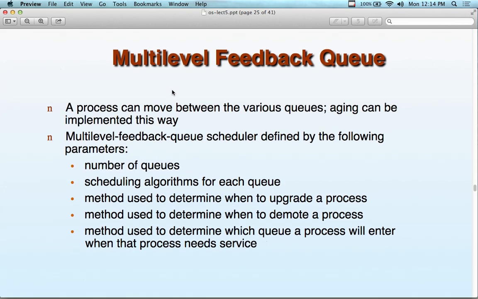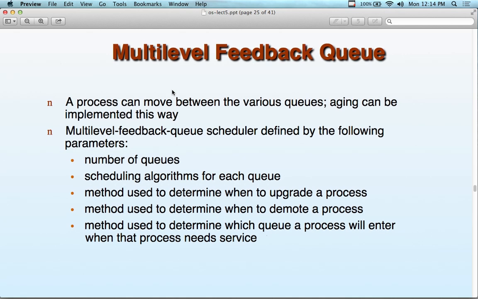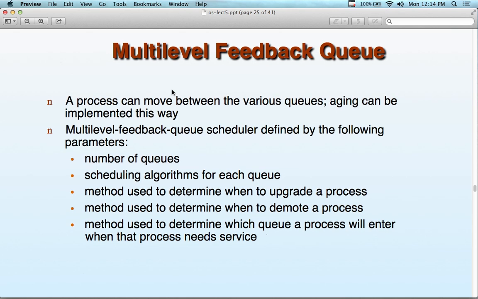So then we have multi-level feedback queues. So we can actually take to see what's going on. Look at aging systems. Look at the aging concept as well. And is starvation going on? And then use the feedback to adjust the queues. So this is a better modification. A process can move between the various different queues. Aging can be implemented in this way.